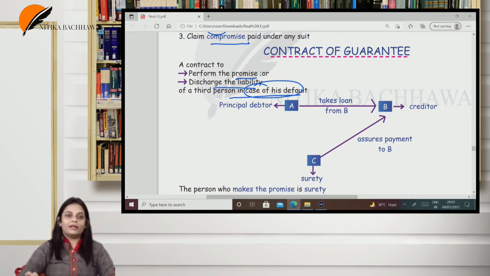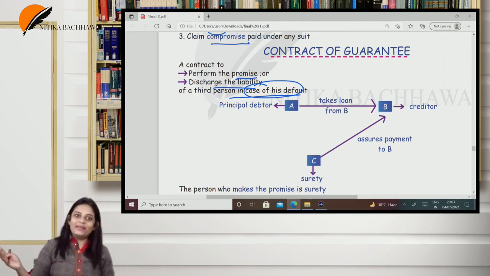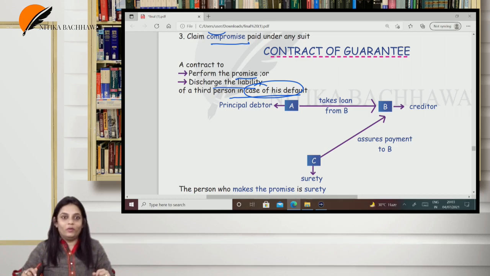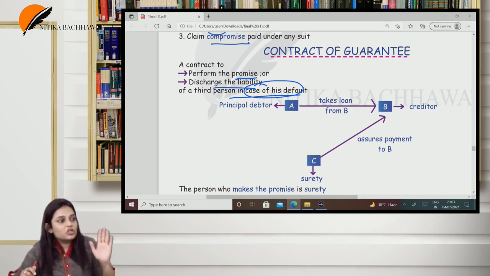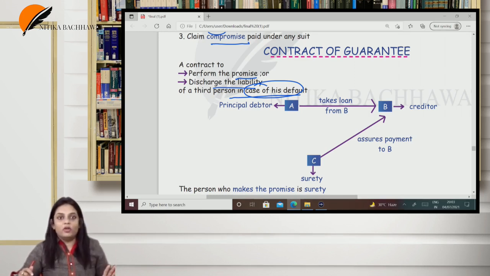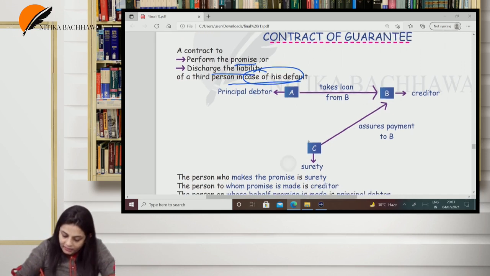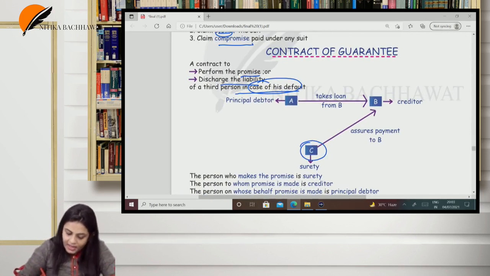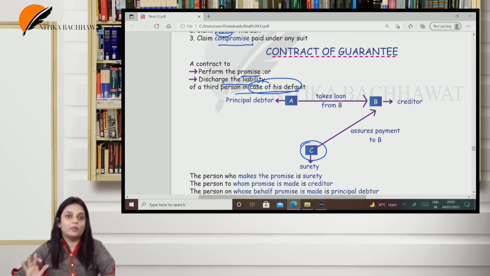Now please understand, just because you go and say someone give me a loan, he will not look at your face and give you a loan. He will say give me some assurance that I should give you a loan. I also need some security. I need a security that okay, my money is safe. So A takes C and says to B that if I don't pay the money, C will pay you the money.